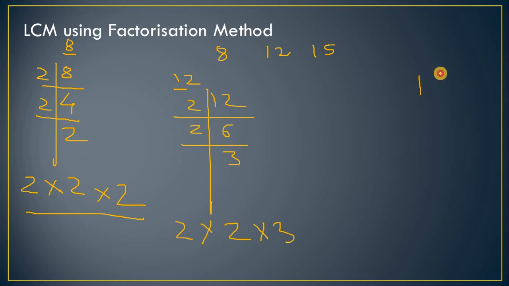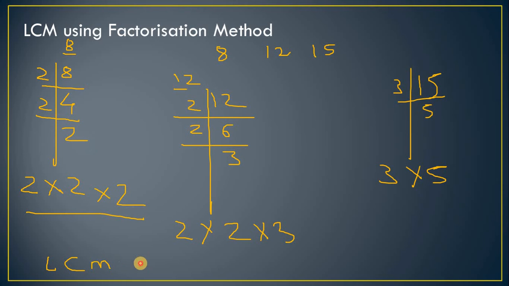Next one is 15. You can divide this number by 3. 3 5s are 15. So you can write 3 into 5. So this is the prime factorization. Then in the next step you have to write the LCM. So the LCM of all these three numbers.